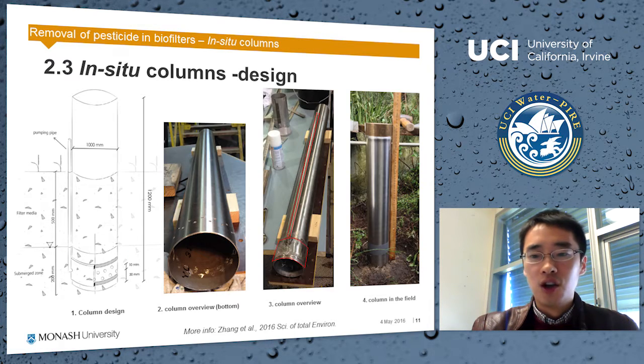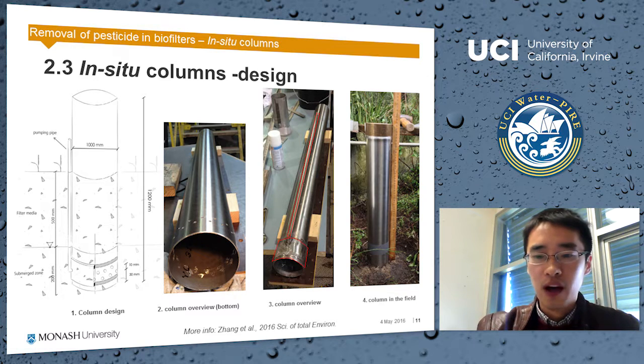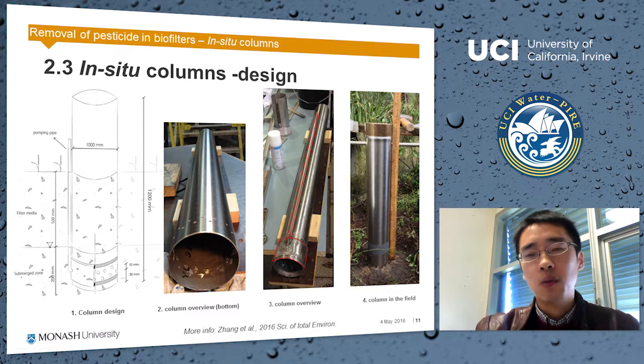Next slide, slide 11, shows the design of this in-situ column and some photos. You can see from figure 2 that there are some holes underneath the column, and we have a chamber sealing those holes in figure 3, and there's also a collection pipe. During the experiment, we were pumping the outflow water from the collection pipe. However, the pumping rate was carefully calibrated in order to avoid acceleration of filtration.